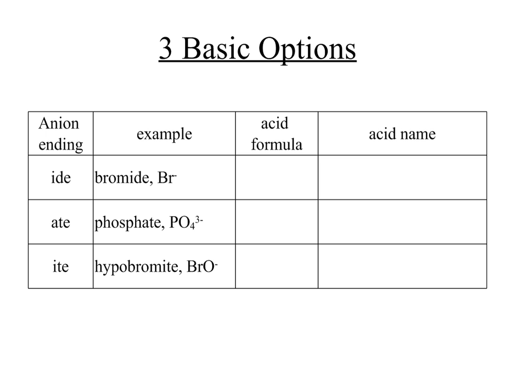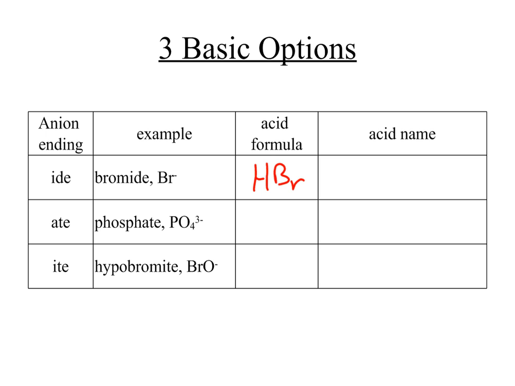We have three basic options for these. All of them are based on the ending on the anion that the hydrogen is combined with. So for instance, bromide. This would be a single element anion, the IDE ending. First, let's write down the formula for this. If the Br is a -1, hydrogen's a +1, the formula would be just HBr. And what happens here is the ide ending becomes a hydro-ic acid.